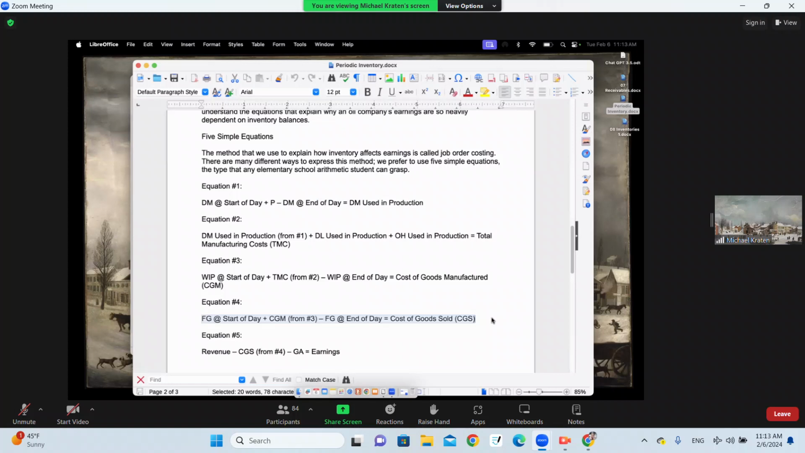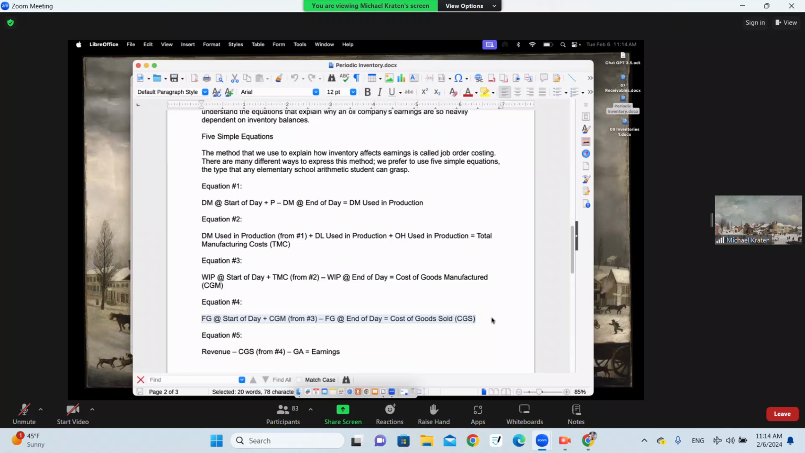But wait a minute. What if we finished a clay pot or two today? So they're in today's cost of goods manufactured, but no customer comes by to buy them today. And so we're going to have some finished clay pots that we did finish today, but they'll still be sitting on the shelf unsold at the end of today, and we'll probably sell them first thing tomorrow morning. Those would be finished goods in inventory at the end of the day.